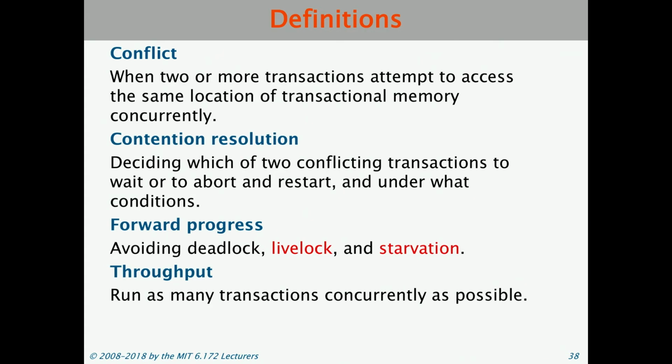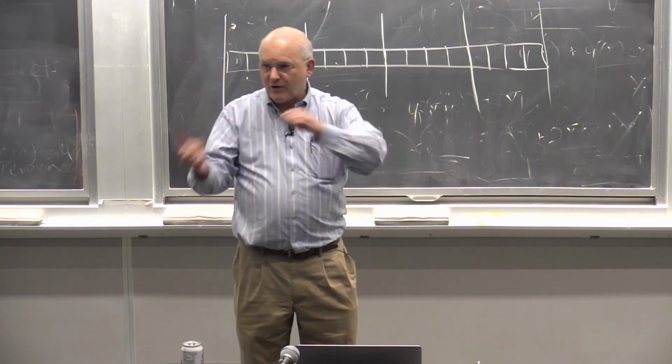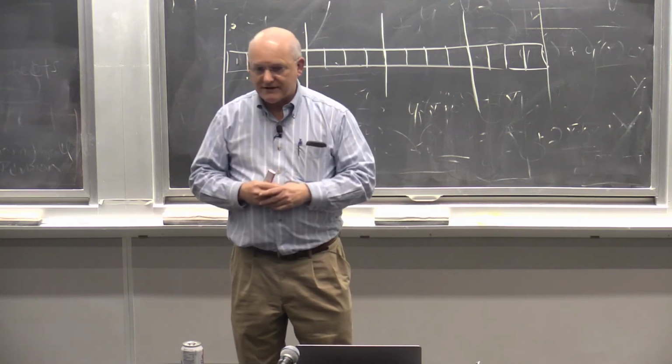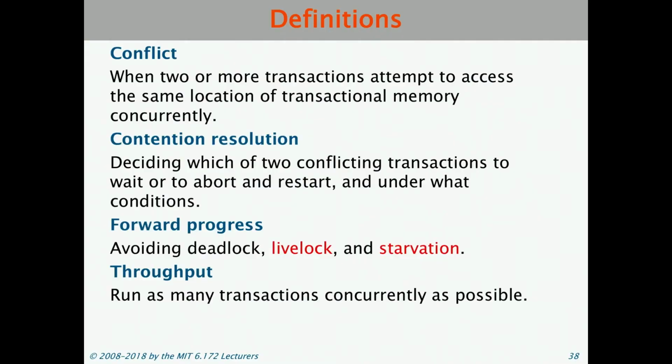And then forward progress is avoiding deadlock, of course, but also livelock and starvation. What you don't want to have happen, for example, is that two transactions keep aborting each other and you never make forward progress. And throughput, well, you'd like to run as many transactions as concurrently as possible.